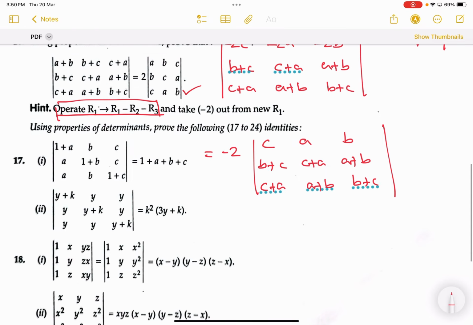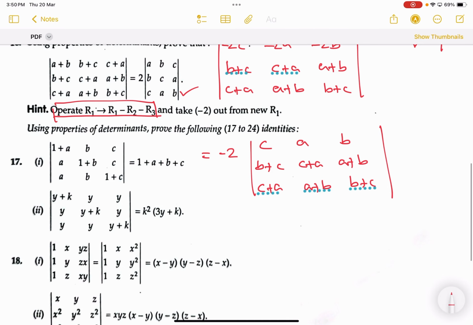You had to bring it like this, right? For every row. So now minus 2 is outside. Now R1 minus R2, minus R1.